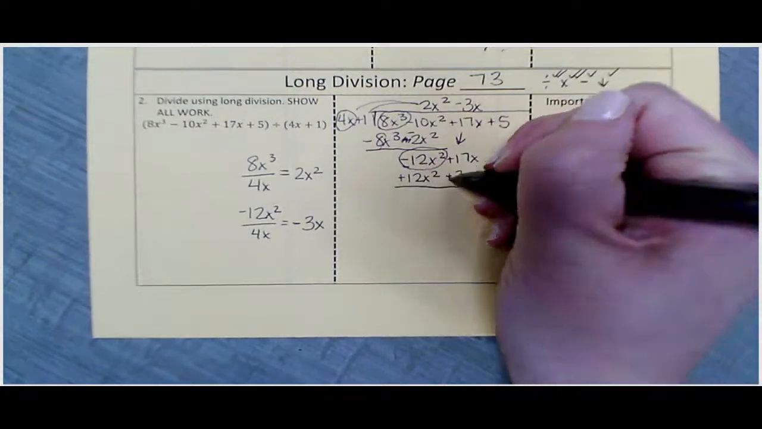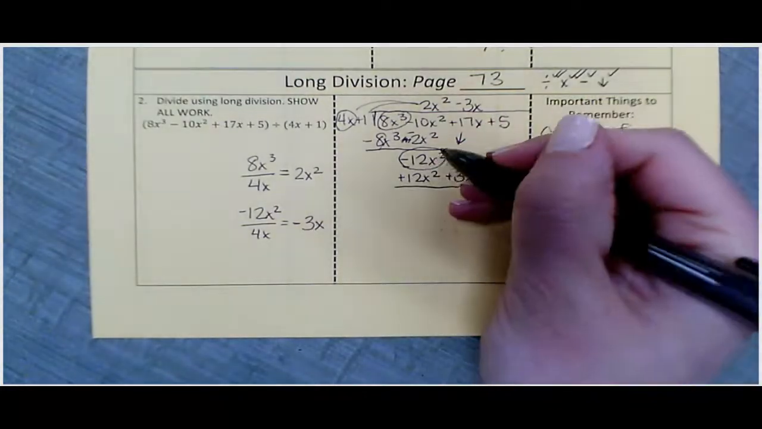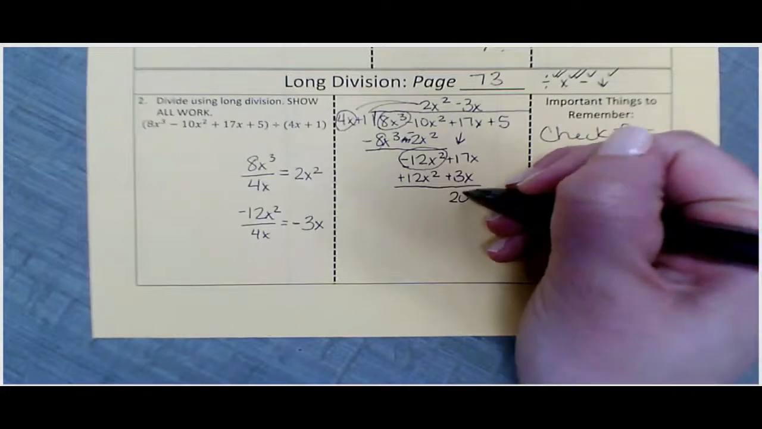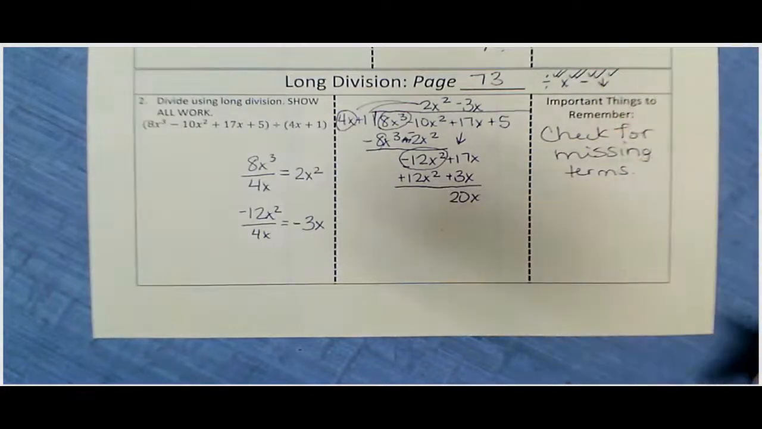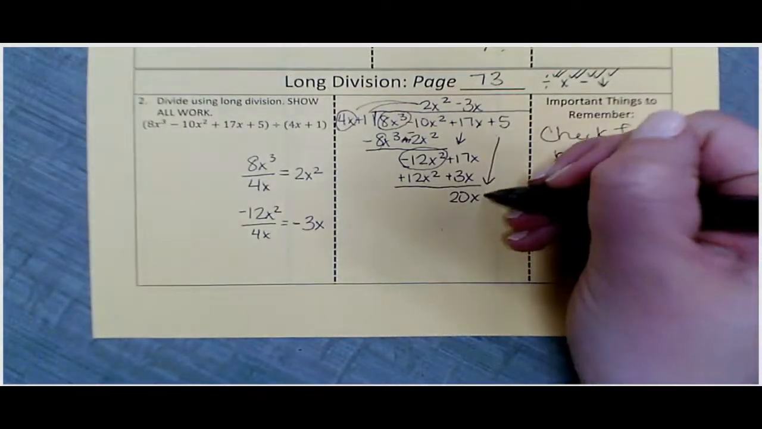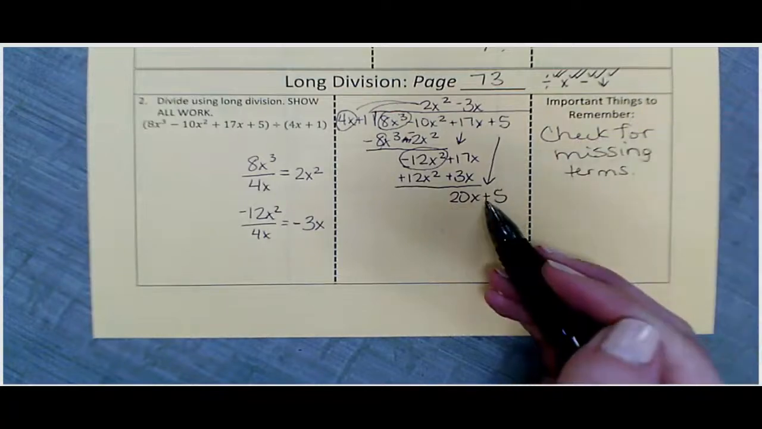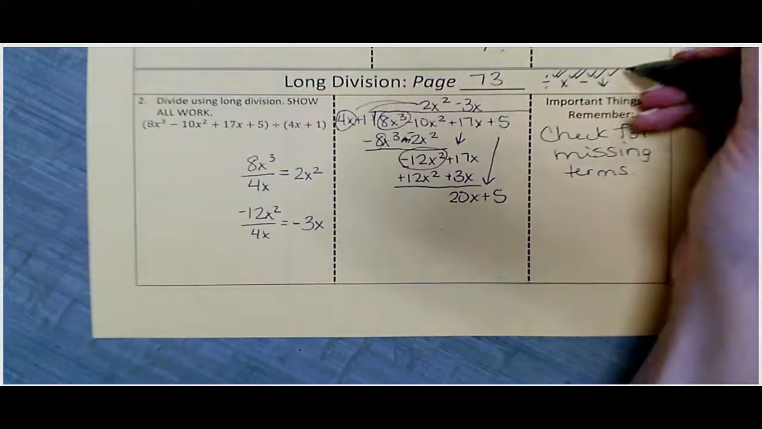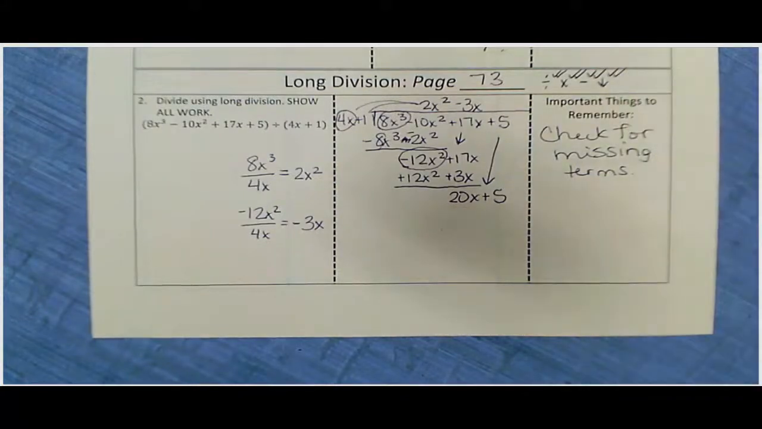I'm going to change both signs. These two will cancel like they're supposed to, and 17x's plus 3 more is 20x's. Then I bring down my next term, which is plus 5. Make sure you bring it down with the sign that connects it. So if it had a minus 5, I would bring down minus 5. And then I start my process all over again.